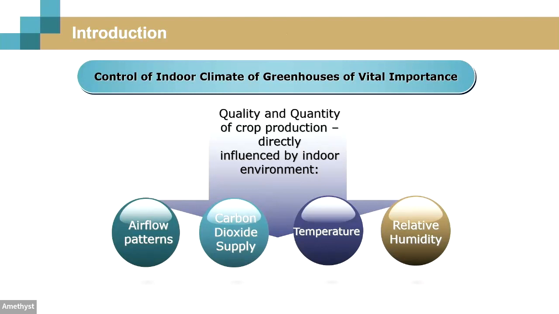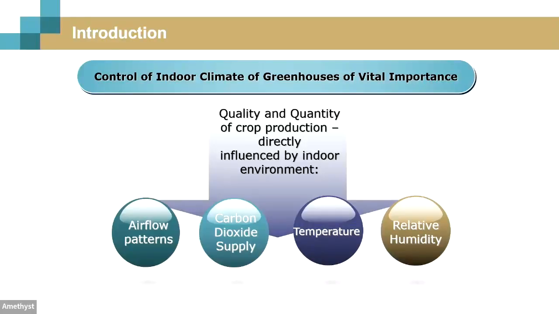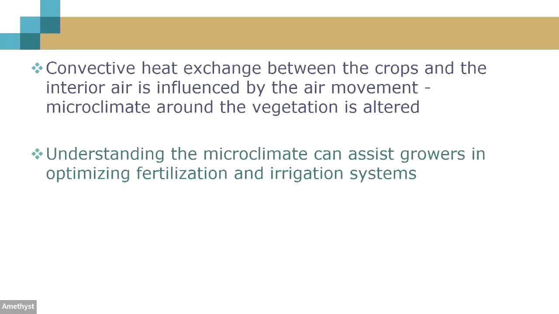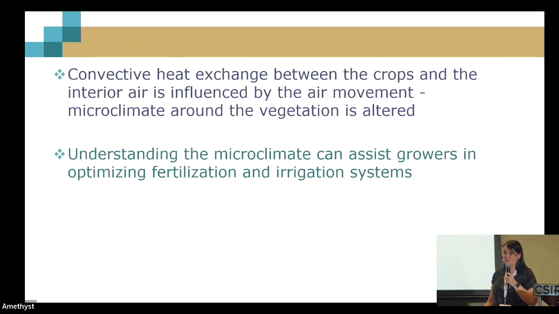So the reason why we are interested in what happens inside these greenhouses is because the control of the indoor climate is of vital importance. That is because the quality and the quantity of your crop production is directly influenced by your indoor environment, which basically is your airflow patterns, your carbon dioxide supply, the temperature, and the relative humidity. And then specifically, the convective heat exchange between the crops and the interior air is what we are interested in. That is influenced by your air movement, and that basically changes the microclimate around the vegetation. So if we can understand the microclimate, we can assist growers in optimizing fertilization and irrigation systems.